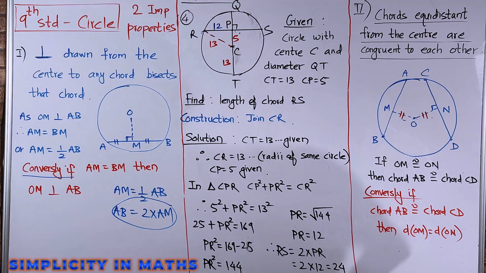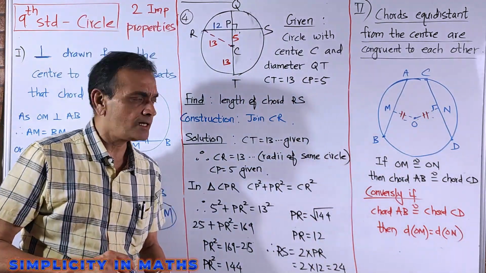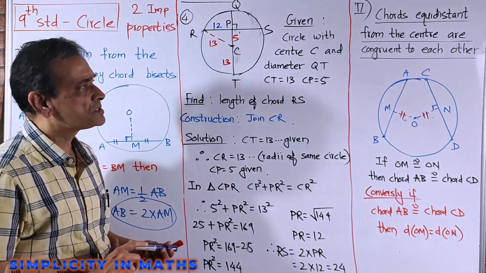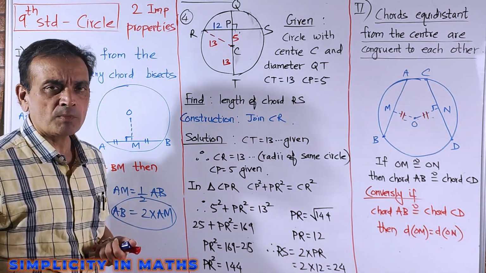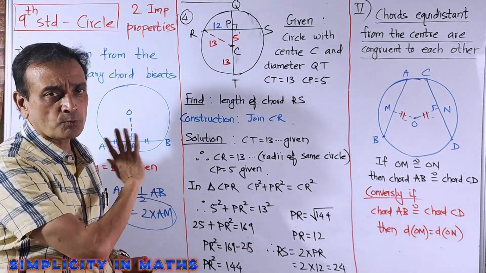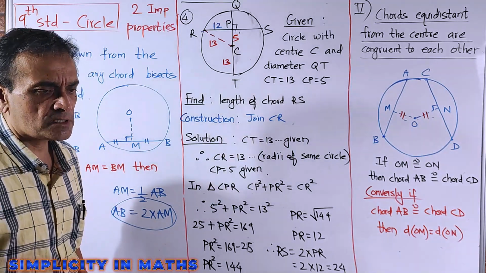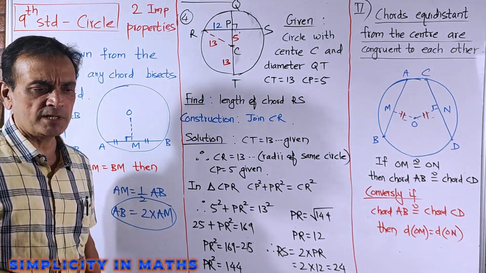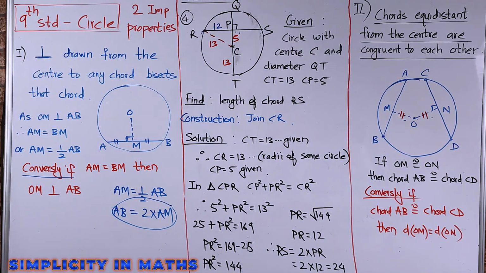Okay. So this was one problem from the problem set where we have used this property 1. There are more properties, but in 9th, the important ones, the basic problems mostly come on these two properties. Okay, let us take one more sum from the problem set. Please bring your notebooks if you haven't got them. I will write the problem.